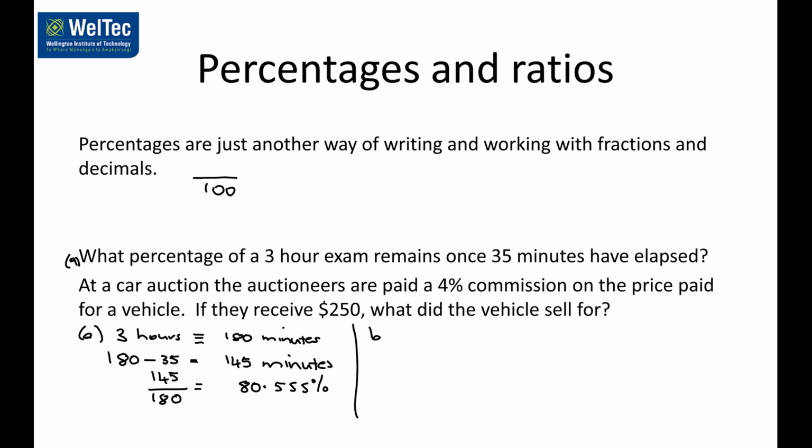Question B says a car auction, the auctioneers are paid 4% commission, and if they receive 250, what did the vehicle sell for? So what we know is that 4% of X is equal to $250. We can write 4% as 0.04x, and that still equals 250. So from there we can just solve for x and say that x is 250 over 0.04. Use your calculator.